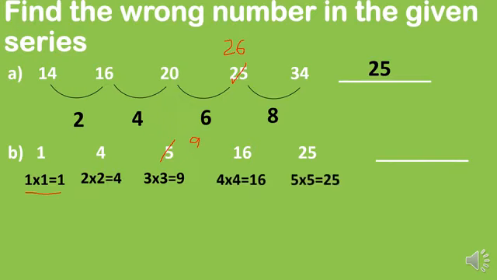So except 9, except 5, all these numbers are placed correctly. 1, 4, 16 and 25, these all numbers are correct. Only 5 is wrongly placed here. So we can say that the 5 is the wrong number in this given series. Got it, children?